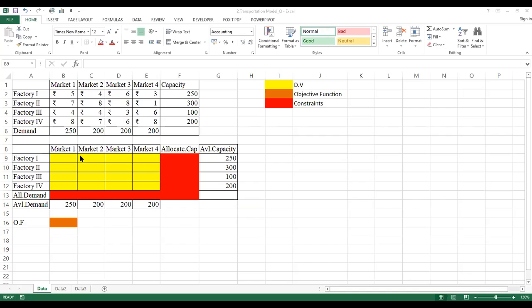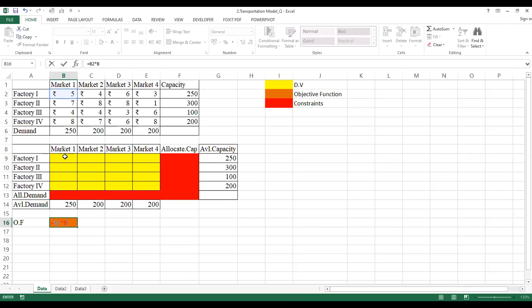So this is the decision variable. Now the second one is objective function, equal to. See how to do this one? Any idea? Normally 5 into which one? This cell. It will take a lot of time to do it. How many times do you have to do it? 16 times.